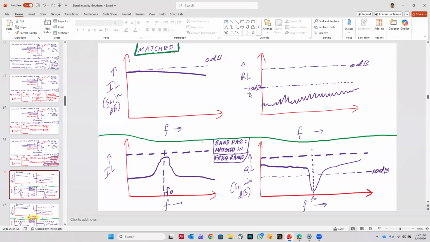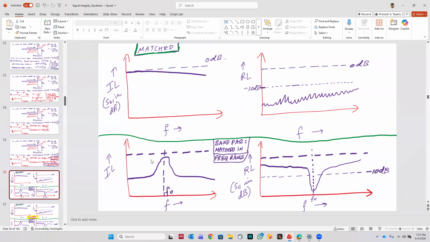So usually people say minus 10 dB is, it depends on the design, but typically minus 20, minus 15 is good enough. Okay. And you see insertion loss very close to 0 dB, which means most of it is transmitted. But generally, as you go to higher frequency, reflections increase. So that's why you see some degree of lower insertion loss as you go to higher frequency, right? So this is a match situation.